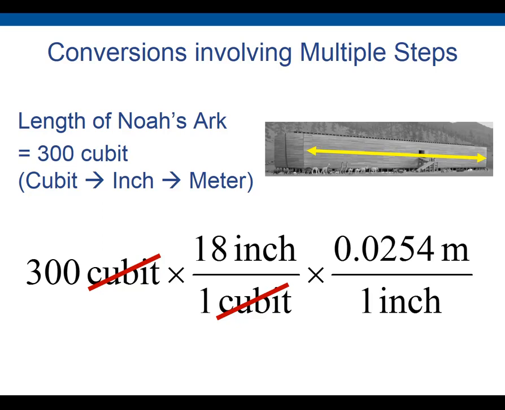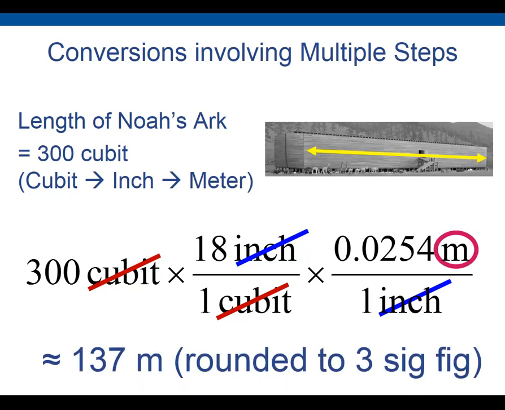So 1 inch is 0.0254 meters. So this is the conversion factor. So we can delete inch because of numerator and denominator, we can erase these two units. So the last unit is meter, right? So 137 meters, rounded to 3 significant figures. Wow, this is quite long.